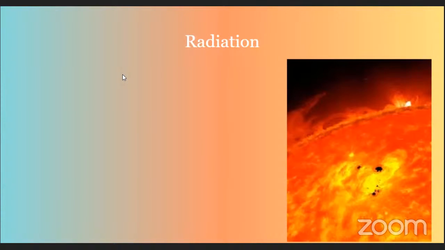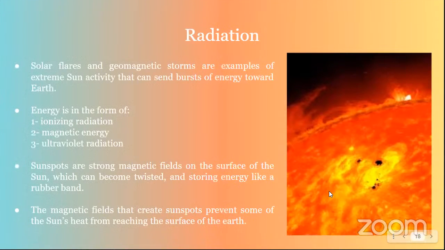Hello everyone. Today we will discuss the effect of the solar activity on Earth and how Earth is protected. First, solar flares and geomagnetic storms are examples of extreme sun activity that can send bursts of energy toward Earth. So what type of energy is it? The energy can be one of three forms. First, the ionizing radiation. Second, the magnetic energy. Or third, the ultraviolet radiation.